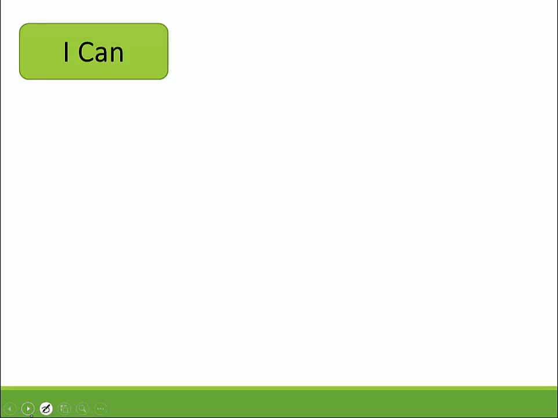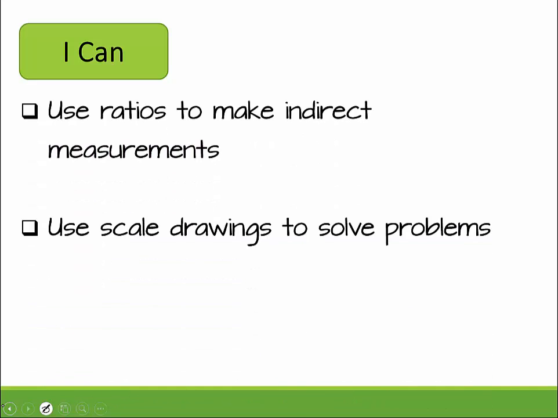So you should be able to use ratios to make indirect measurements. This was the first part. That was a lot easier. And then use scale drawings to solve problems like we just did with those two theorems.